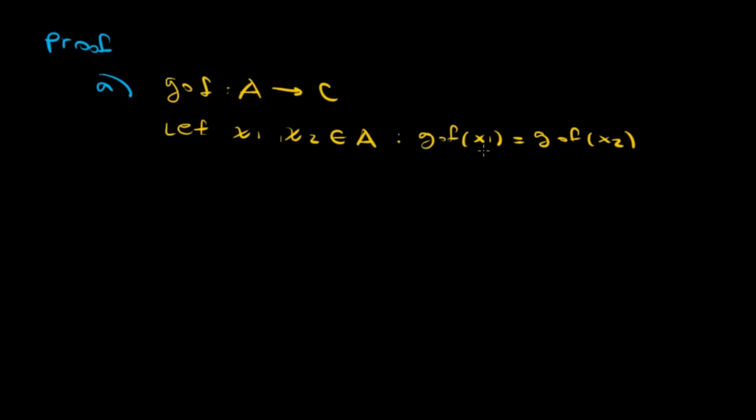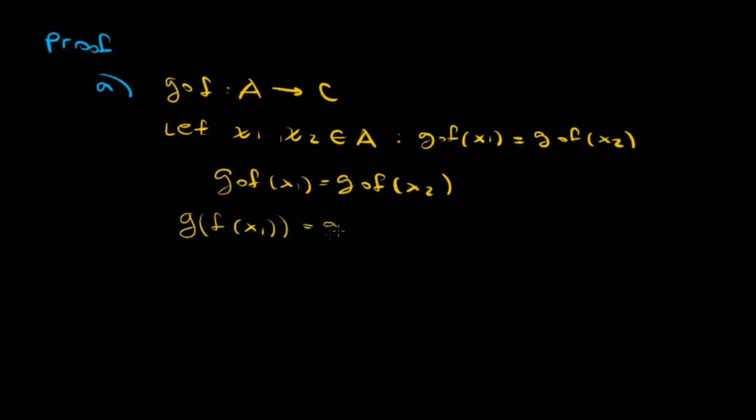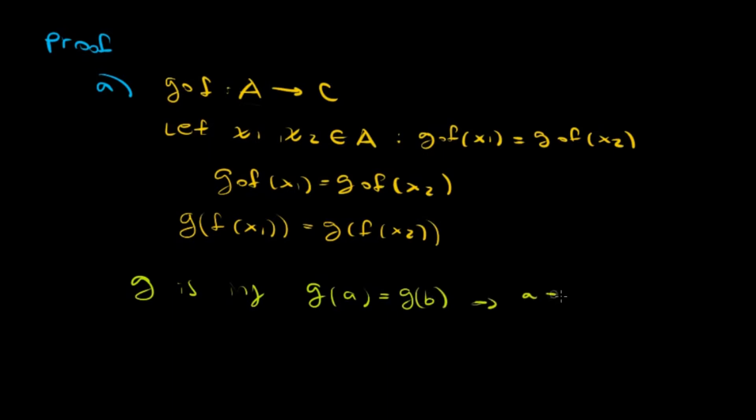Let's think about this. So g composed with f in x1 equals g composed with f in x2. What does the composition mean? It means g of f of x1 equals g of f of x2. Now, this is a hypothesis: g is injective. So if g of a equals g of b, then a equals b.